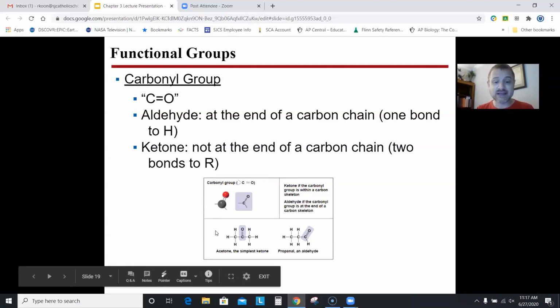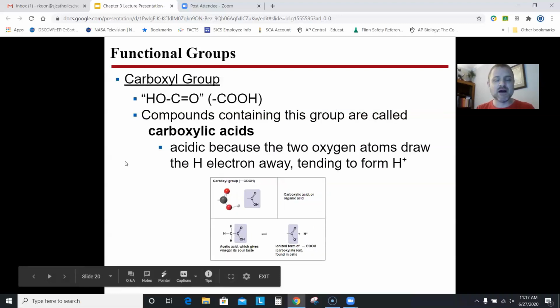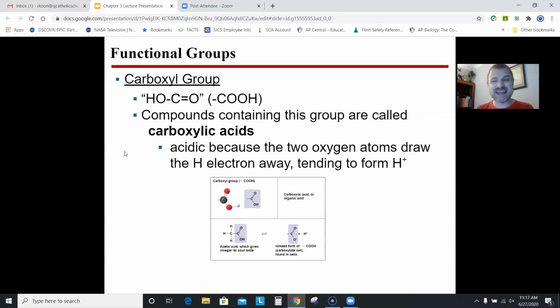A ketone, like acetone, which is in fingernail polish remover, the carbonyl group is in the middle. So this carbon, both bonds to the side are to carbons. So a ketone has 2 bonds to carbon. An aldehyde has a bond to carbon and a bond to hydrogen. Okay, cool.